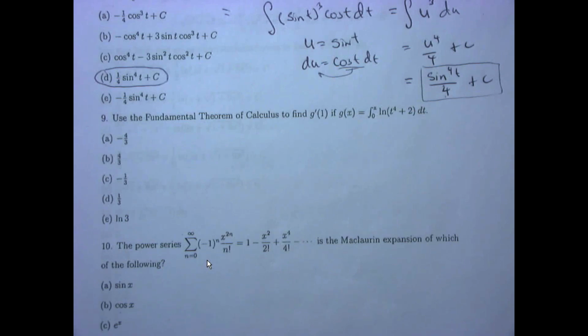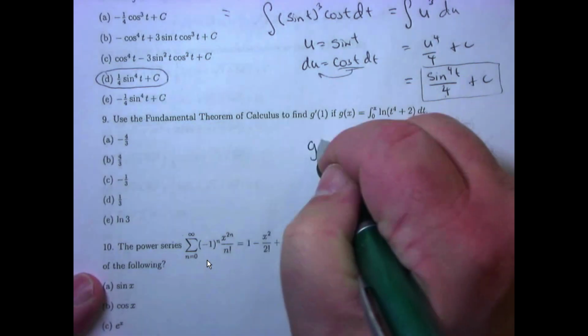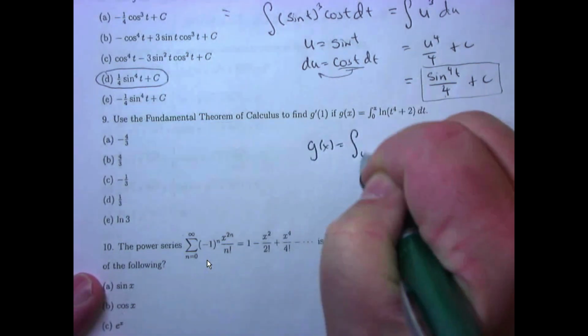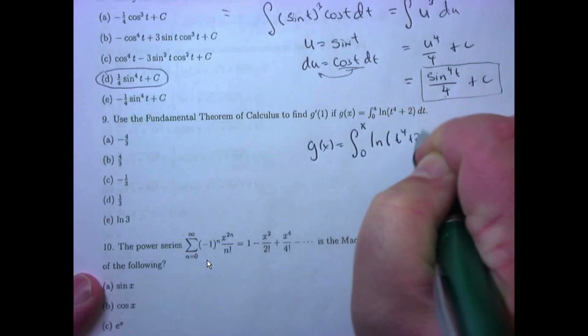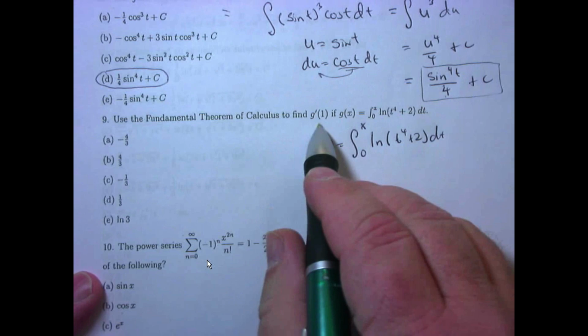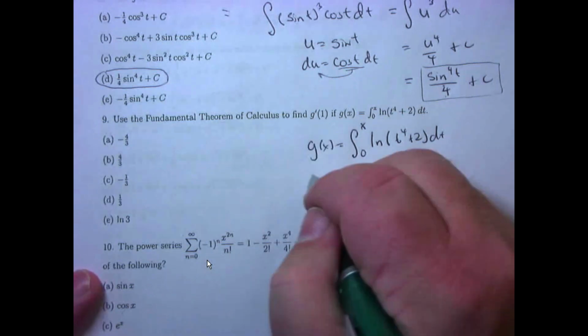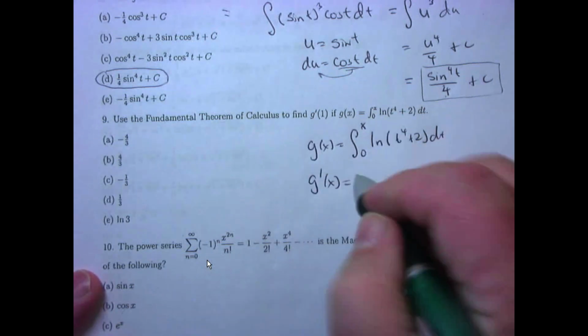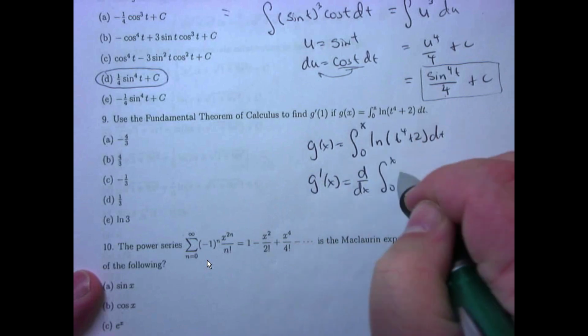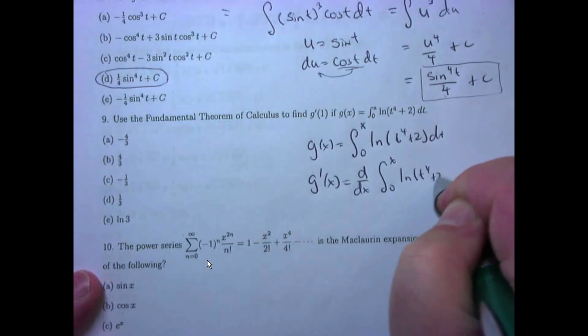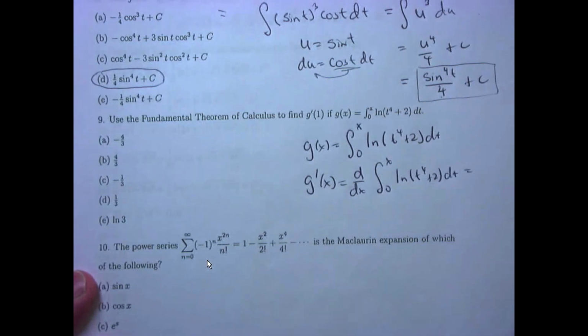This is one of those problems. It says this: use the fundamental theorem of calculus to find g prime of 1 if g of x is equal to the integral from 0 to x of the natural log of t to the 4th plus 2 dt. Before I can find g prime of 1, I need to find old g prime of x. In other words, I want to take the derivative of the integral from 0 to x of the natural log of t to the 4th plus 2 dt.